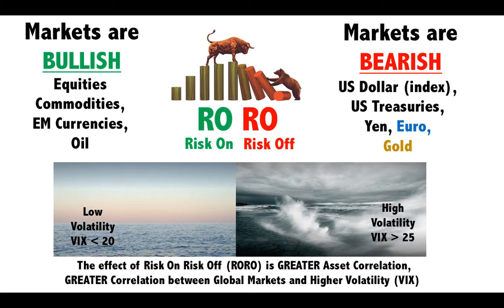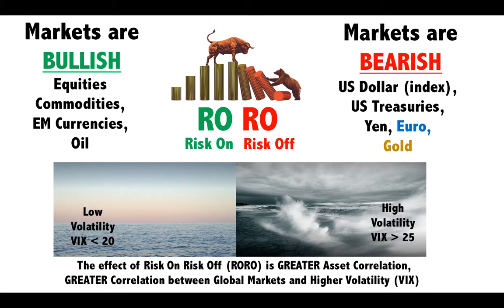Now, you see things going bad in the markets if you look at the volatility index. It's called VIX. You can find it on Yahoo Finance. And usually a period of high volatility is characterized by the VIX going over 25. So you really got to understand this, that once the markets are turning bearish, people run away to safe haven assets. And the effect of risk on, risk off here is really greater asset correlation between the global stock markets, higher volatility, and also asset classes such as foreign currencies.